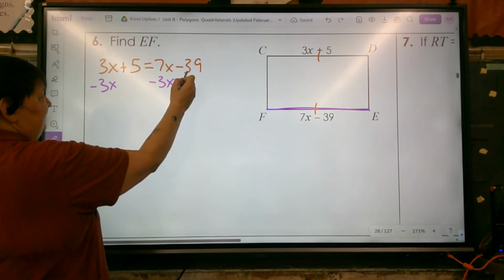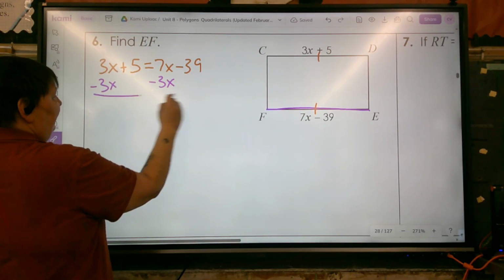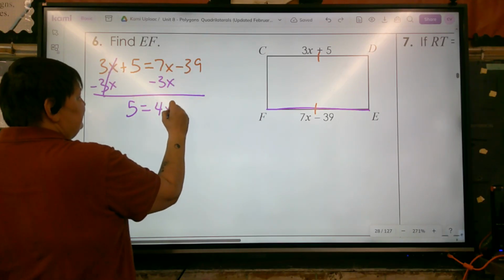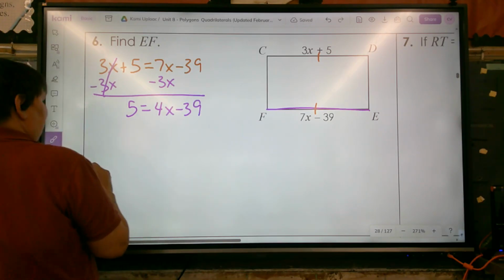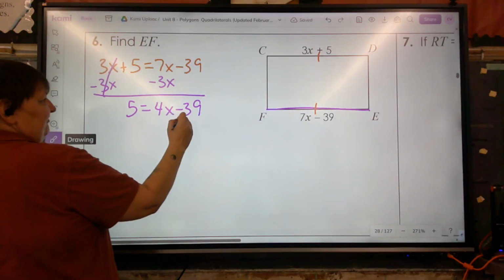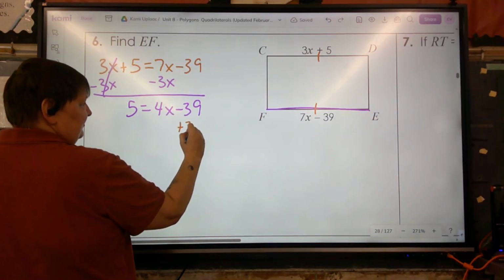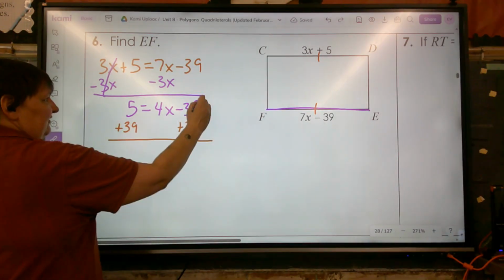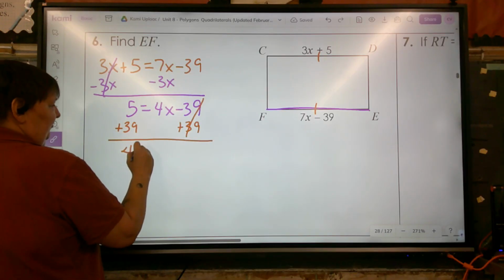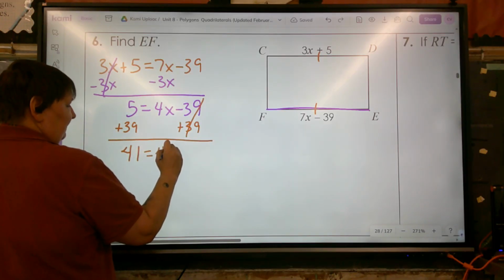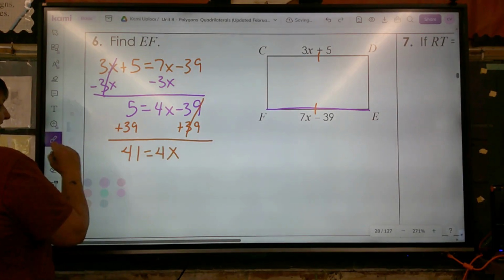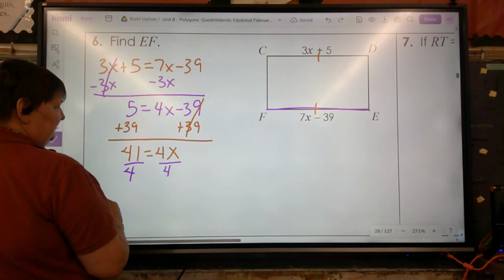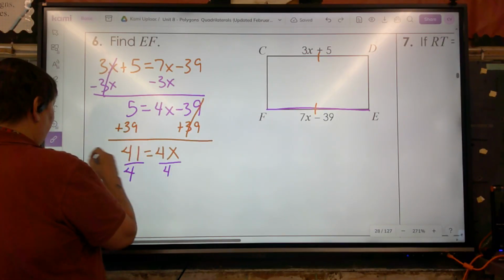And then we're going to move the constants. So 5 is equal to 4x minus 39. We're going to get rid of the constant. It's a negative 39, so we're going to add 39 to both sides. That's going to be 44. This is 4 times x, so we're going to divide by 4 on both sides. That's not 41, it's 44.